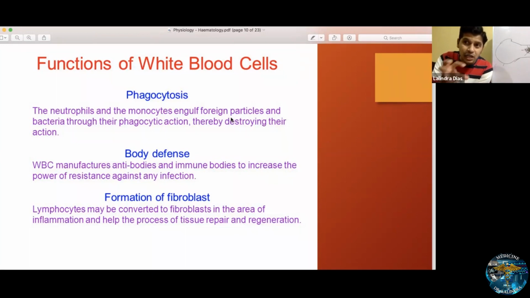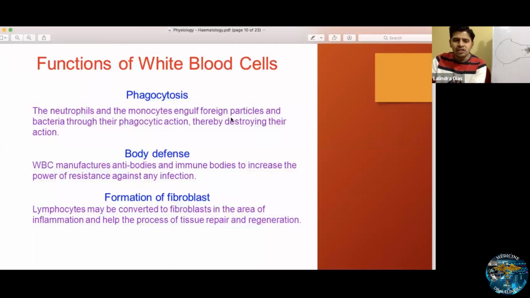Phagocytosis, they go and encroach the bacteria, the organism, the foreign particle, and put it inside their cell like this. Encroaching and engulfing, and that is called phagocytosis. Then the body defense. White cells produce antibodies by the B lymphocytes, and they are the main armamentarium, main weapons to go and kill the bacteria, fight against the bacteria. Our weapons are our antibodies produced by B lymphocytes. So they are also white cells.